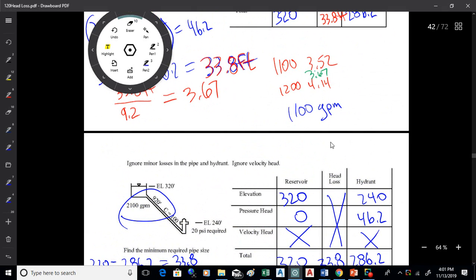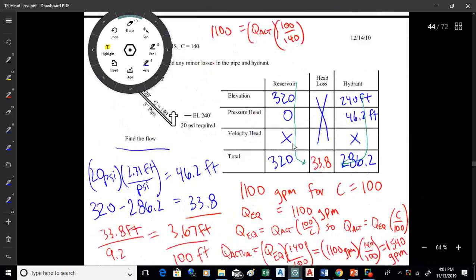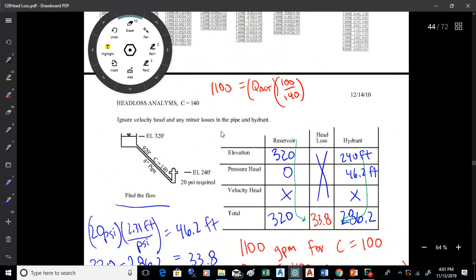So we'll have a look at some more of this head loss stuff here. Have a look at page 117 in the book. These are the last two problems that we'll have a look at. So the first one here is to find the flow.